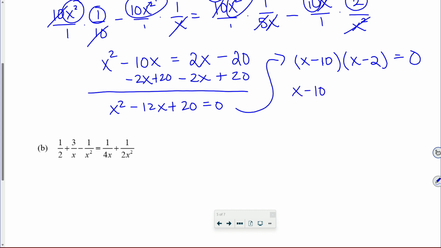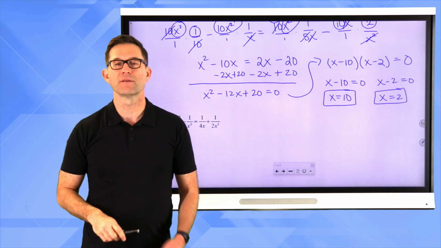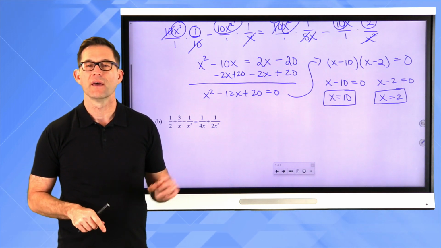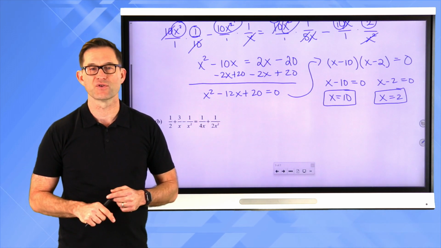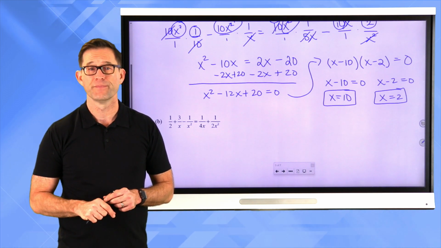So x minus 10 is equal to 0 and x is equal to 10, and x minus 2 is equal to 0, and x is equal to 2. The zero product law, one of the most important of all equation solving techniques. It allows you to solve tons of equations that have an x squared or higher powered terms in them.